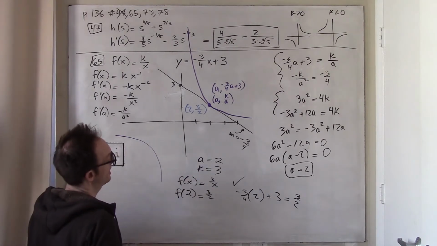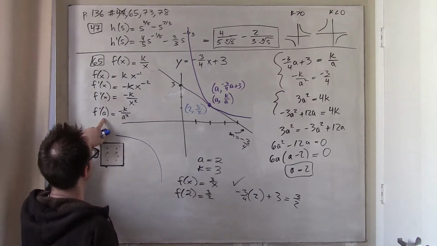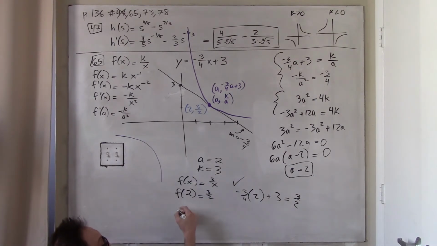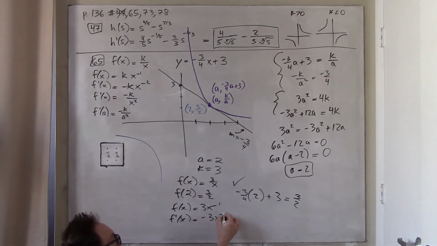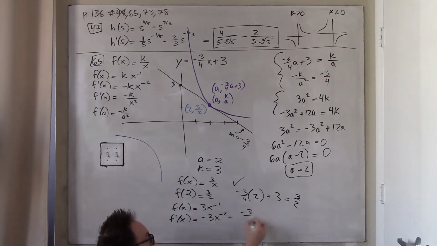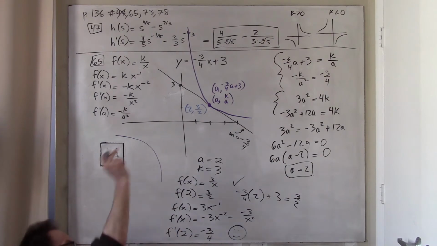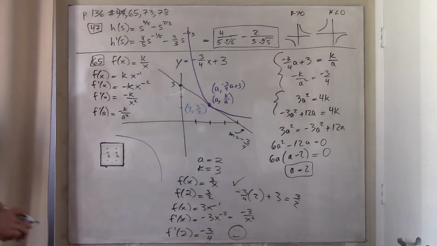3/x. And then finally, if the function is 3/x, then the derivative of that function is, in general, -3x to the -2, or just -3/x squared. And then what's the derivative at 2 specifically? Well, it's -3/4. And indeed, the slope of the tangent line is -3/4. So this is all making sense, and it's all perfect, and there it is.